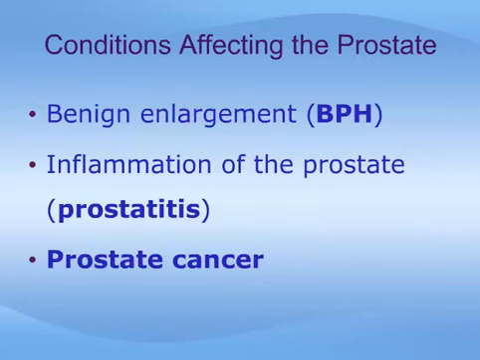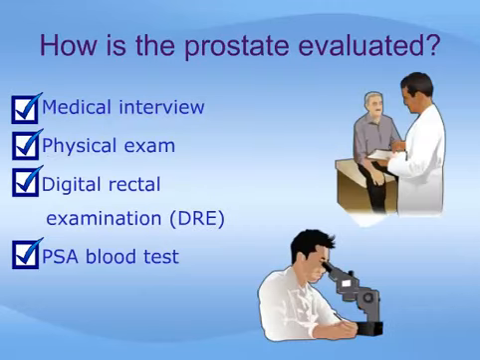There are three common conditions that can affect the prostate: non-cancerous enlargement of the prostate, called benign prostatic hyperplasia, or BPH, inflammation of the prostate, called prostatitis, and prostate cancer. These conditions are reviewed in detail in other modules. Prostate conditions are diagnosed initially by a careful medical interview, including specific questions about urinary function. A physical examination, including the digital rectal examination, or DRE, and lab tests, including urinalysis and the PSA blood test, may also be performed.